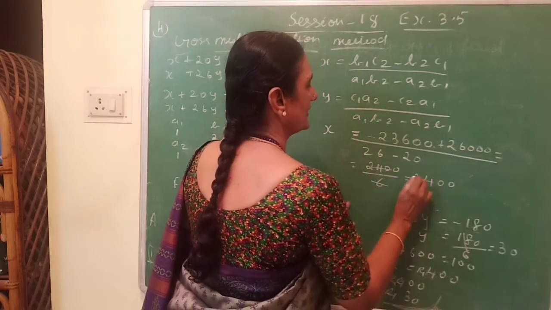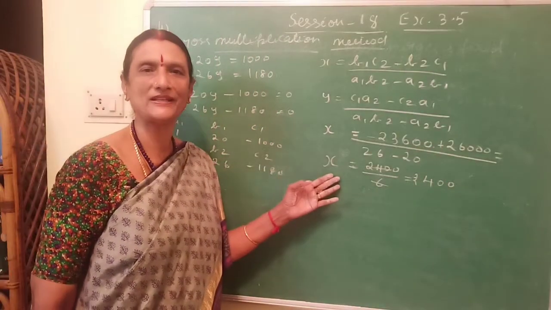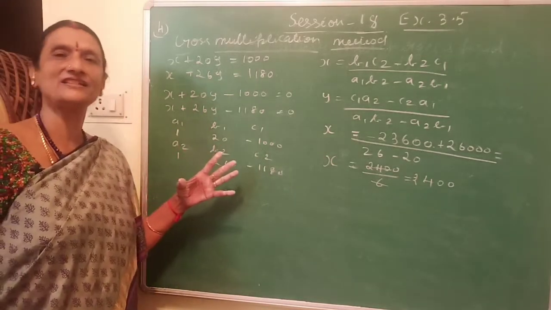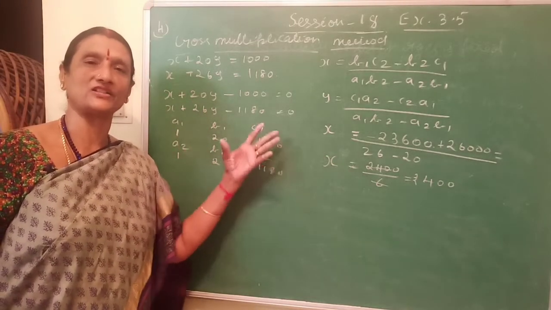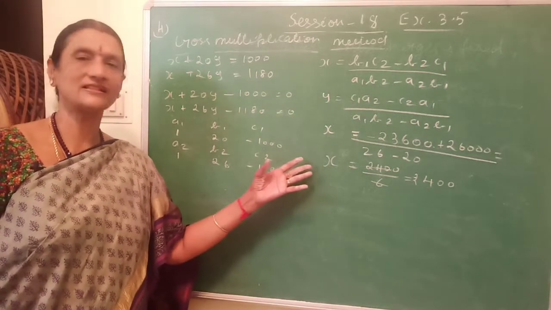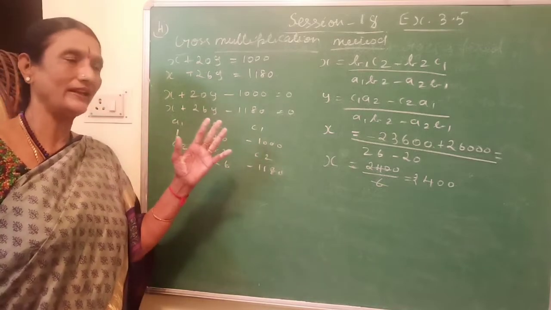So x is equal to 400. Is that clear to you? You got the x value to be rupees 400. That is the fixed charge. Whether the child stays for 1 day, 2 days, 20 days, 26 days, 30 days, whatever be the number of days, the fixed charges we have got to be rupees 400. Okay. Now we have to find the value of y.